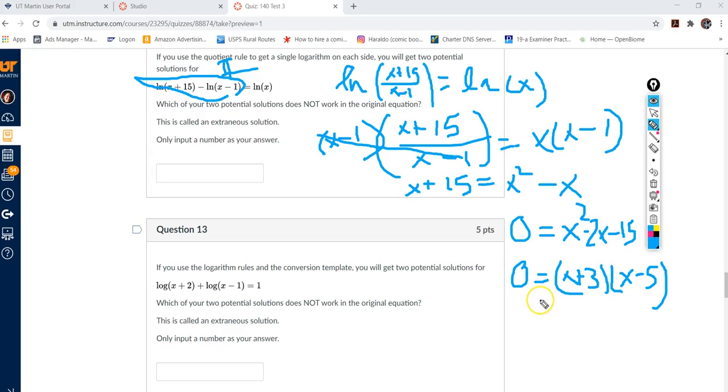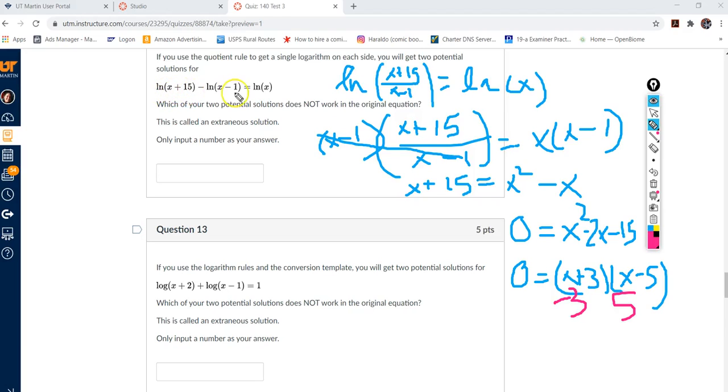Now, what's the solution to this? The solution to this is x is negative 3, that would make the whole thing 0, or x is 5. Now, we have to go back to the original equation and see if the answer fits in the original equation before we get the solution. Now, what happens if I plug negative 3 into the original equation?